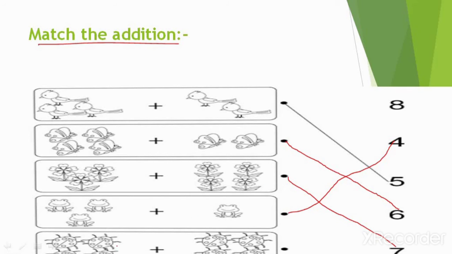Okay. Next is, there are 4 ladybugs. Look, 1, 2, 3 and 4. We have to add 4 more to it. After 4, 5, 6, 7 and 8. Here total 8 ladybugs are. So what we have to do? We have to match this with number 8. Okay?